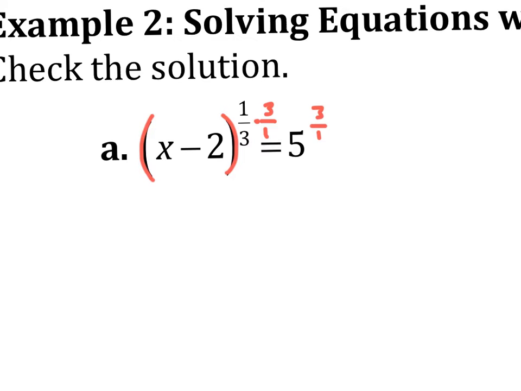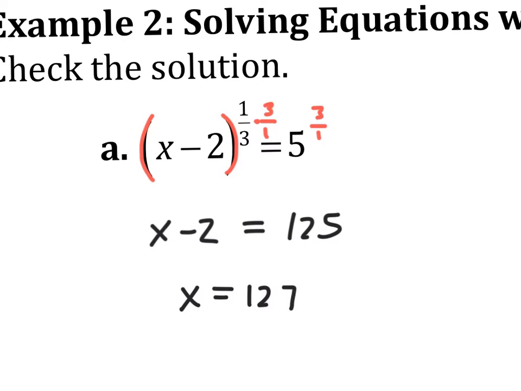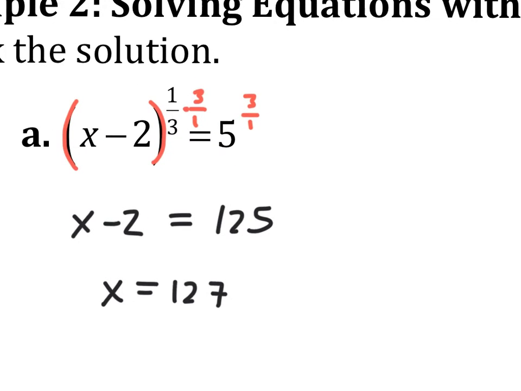So 5 to the 3/1. Now, most of you realize, 3 divided by 1 is still 3. So I don't even need that 1. So on the left side, the parentheses go away, and so does the 1/3 power. Over on this side, 5 to the 3rd power is 125. And now the last thing I need to do is add 2 to both sides. So x is 127.